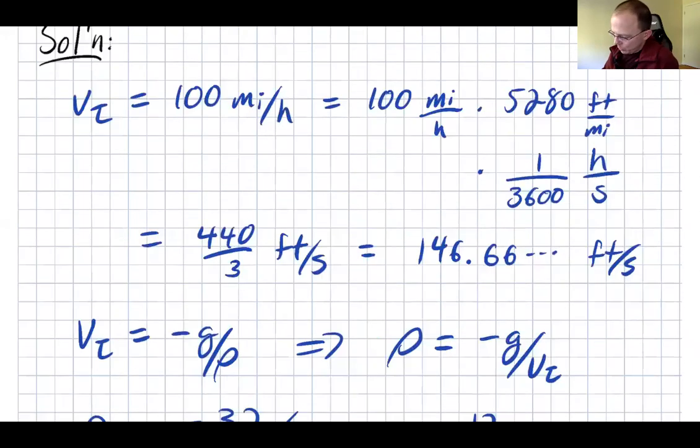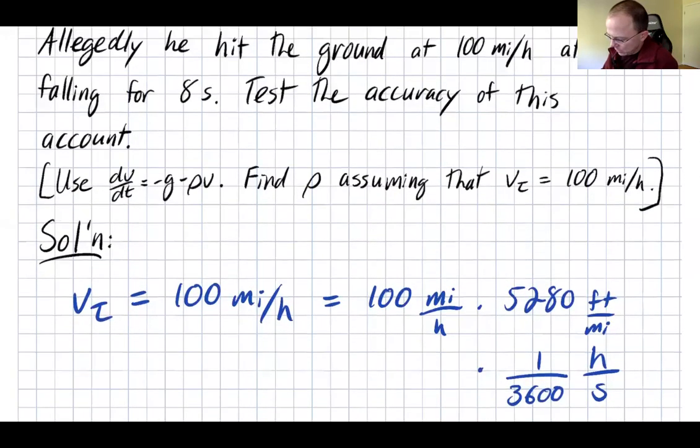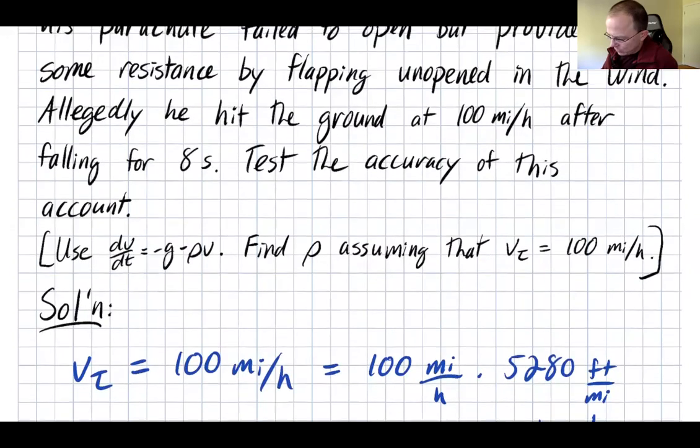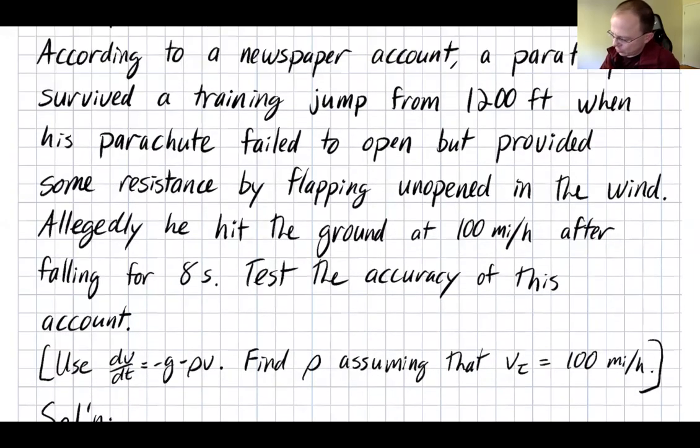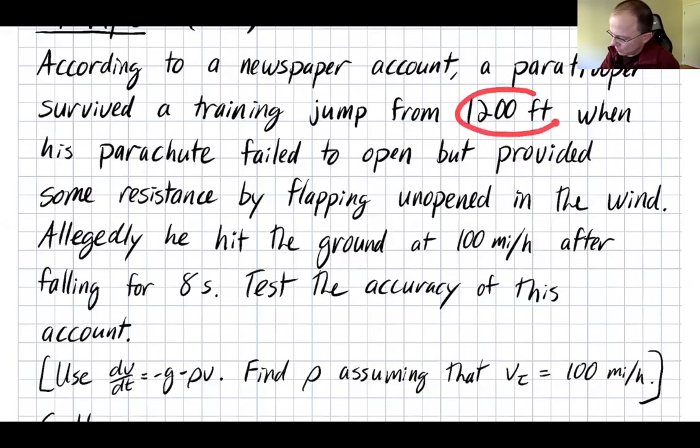And now what do we want to do? So we want to find out how long it took the paratrooper to fall 1,200 feet. Did it take 8 seconds, or was it some other value? So let's compute the actual time based on this model for how long it took the paratrooper to fall these 1,200 feet.